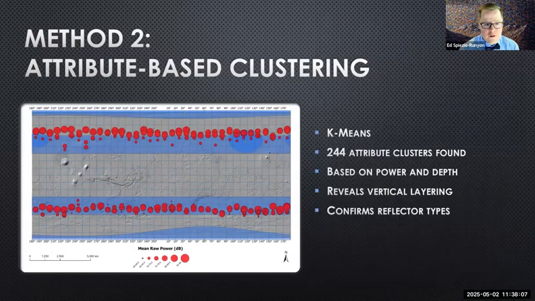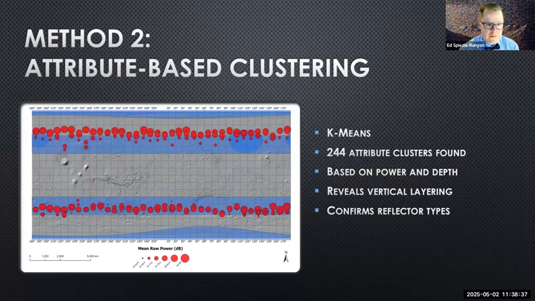My second method was using an attribute-based clustering. I used k-means clustering and grouped reflectors not by location, but by similarity in radar signal strength and depth. And this uncovered 244 attribute-based clusters. Some were very shallow and high-powered, which would likely be clean ice based on the research that I've done with other studies. Others were deeper and less reflective, which could possibly indicate brine-soaked sediment or basal layers in the rock.